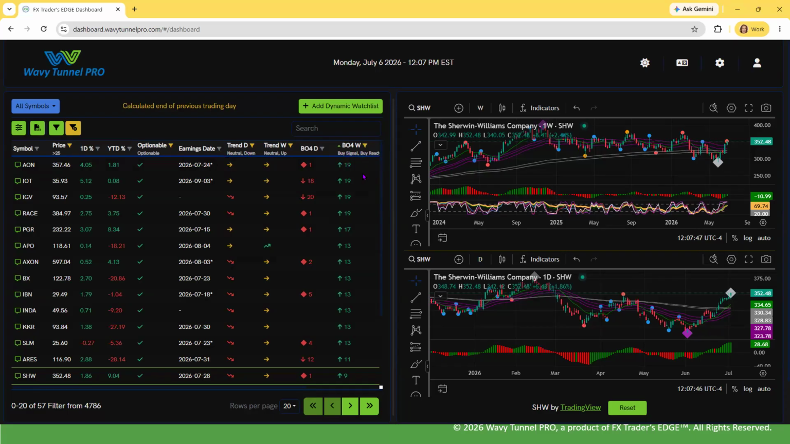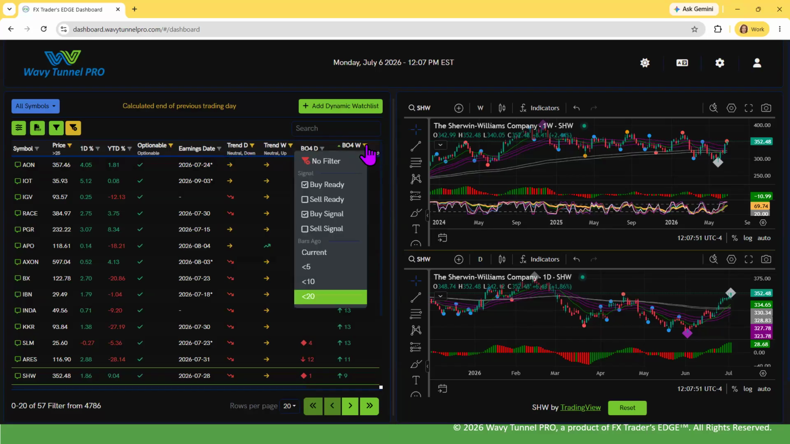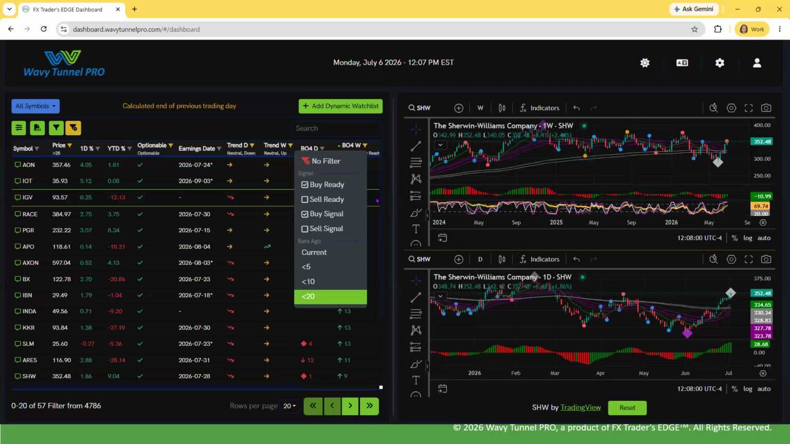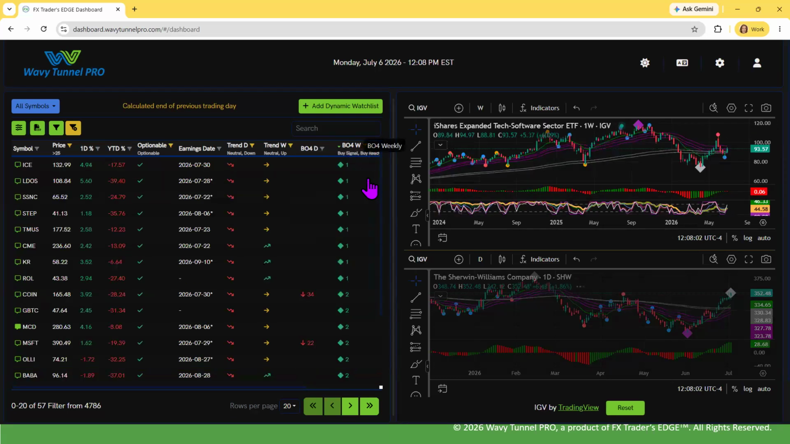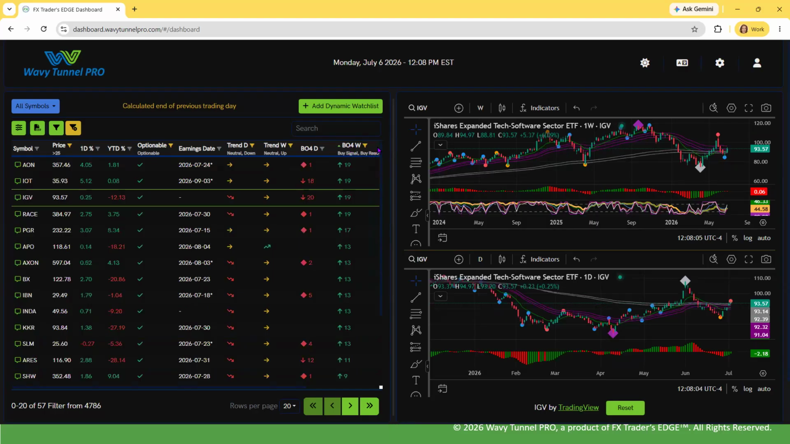And then, just for illustration purposes, for the breakout 4 weekly, I selected the buy ready, the buy signal, and less than 20, which means that these signals may have occurred 20 candles ago. But I just want to show you for illustration purposes what 20 candles ago would look like and how it differs from stock to stock. And if we do like something that is setting up, I will put it on the watch list. So let's just start from the top.